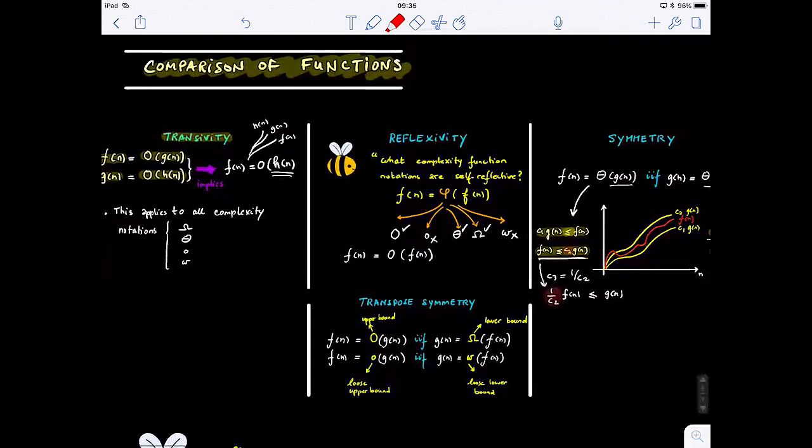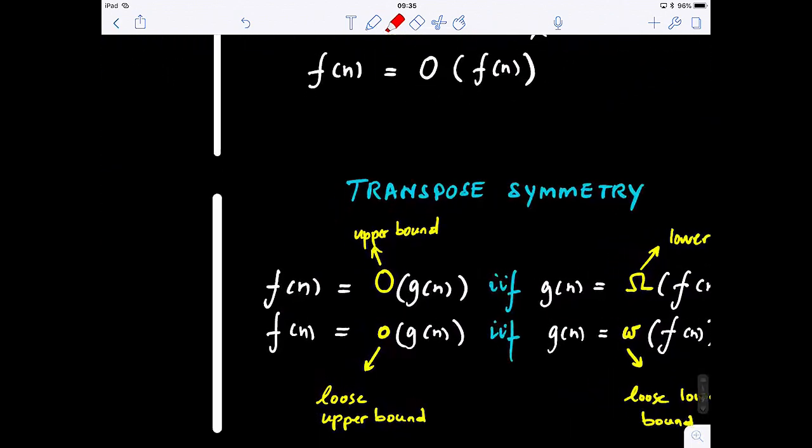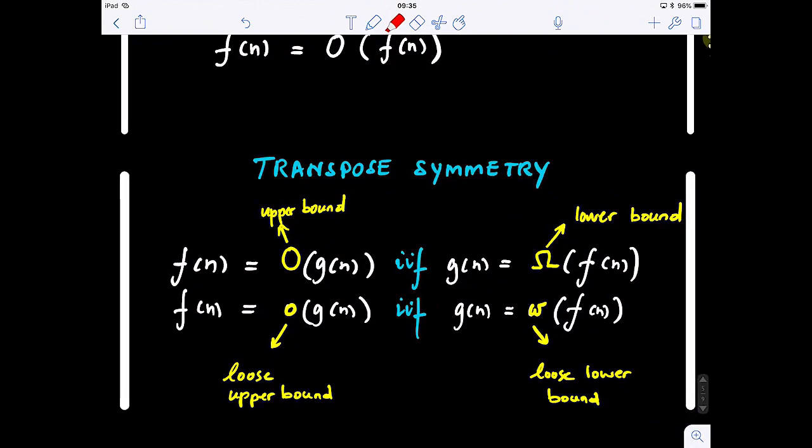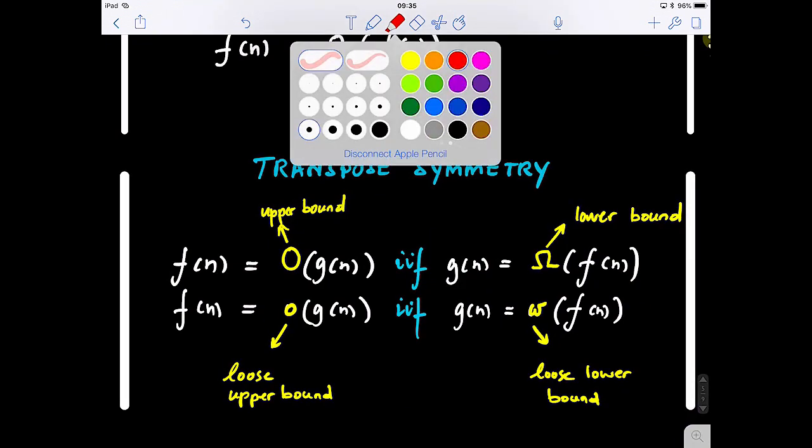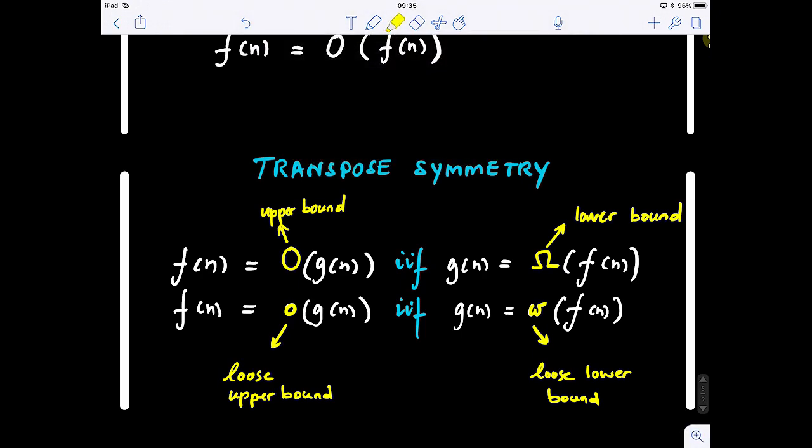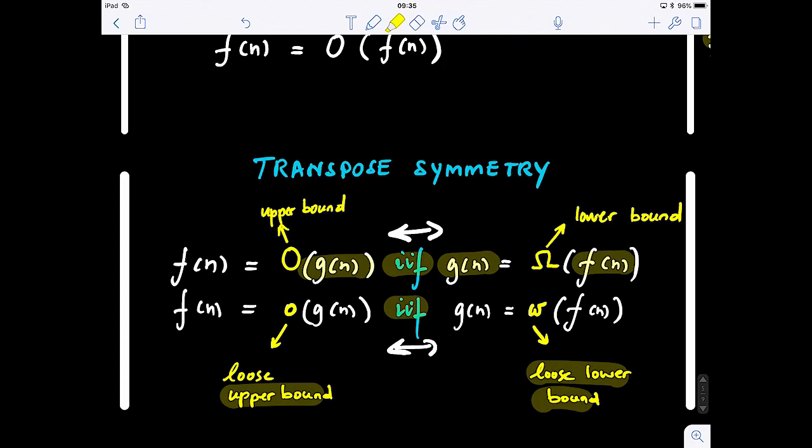The last one is what we call transpose symmetry, and it applies to these different classes. First, f of n has an upper bound g of n if and only if g of n has as a lower bound f of n. This is quite intuitive, and it goes both ways. We also have this for the little notations, for the loose upper bound and the loose lower bound, the other way around. We call this the transpose symmetry.